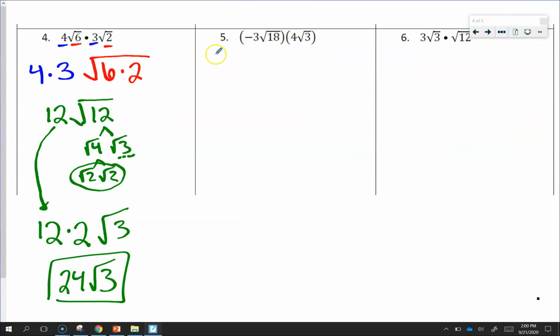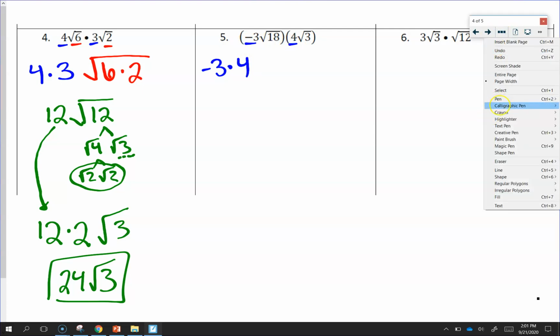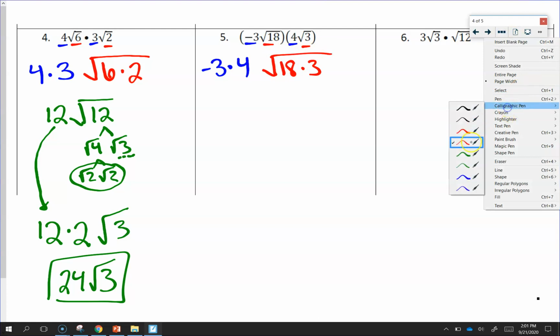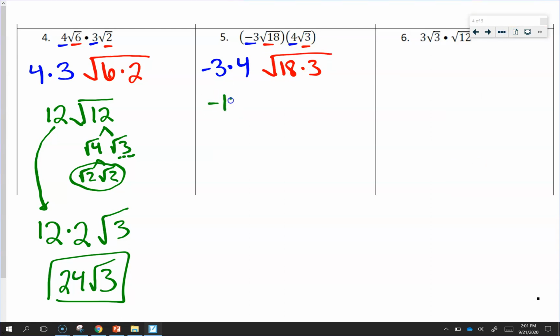All right, multiply my outside numbers together. That is -3 times 4. And then multiply what's inside the radicals together. That is 18 times 3. So my outside pieces are going to simplify to -12. My inside pieces, what is that? That is going to be 18 times 3 gives me 54. All right, I have multiplied.